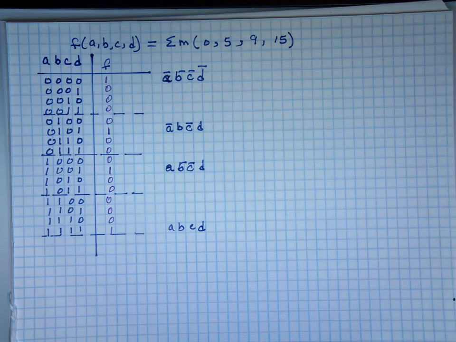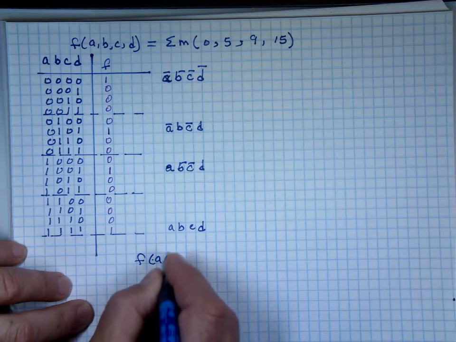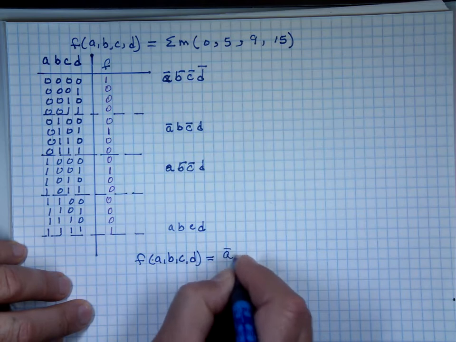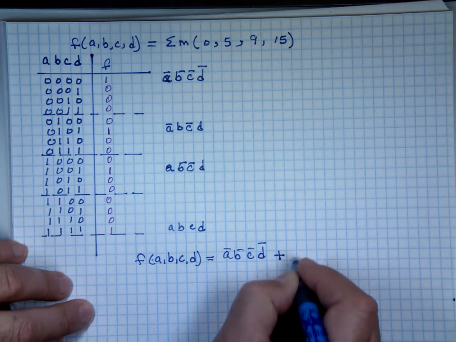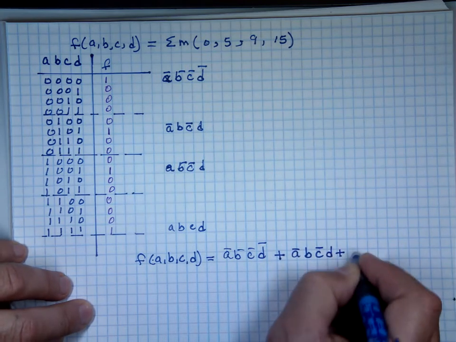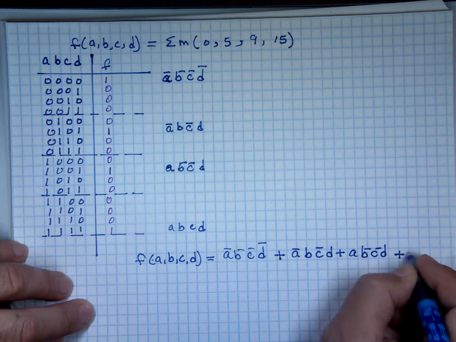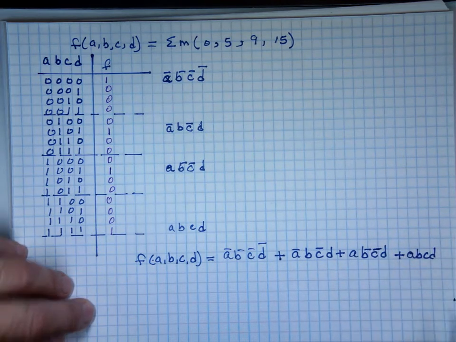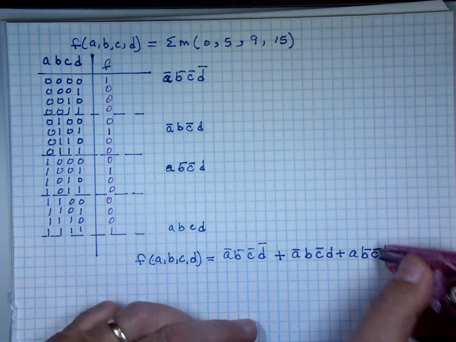So if you want to get your function now as sum of product, it's going to be A bar, B bar, C bar, D bar, plus A bar, B, C bar, D, plus A, B bar, C bar, D, plus A, B, C, D. That's C bar here, not C. So that's the expression. And you work on Boolean algebra to see if you can simplify it.